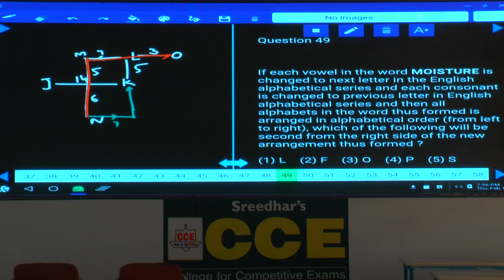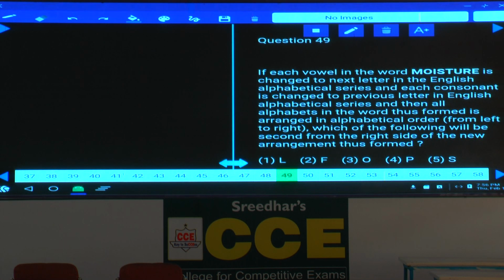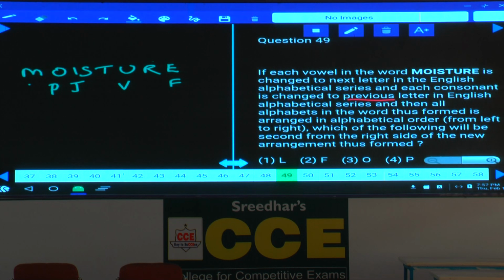Each vowel, it is based on a condition, each vowel in the word. What is the word given here? Moisture, M-O-I-S-T-U-R-E. Now in this word moisture, each vowel is changed to the next letter. O becomes P, I becomes J, U becomes V, and E becomes F. Each consonant is changed to the previous letter. M minus 1 will be L, and T minus 1 is what? S, and R minus 1 is Q.